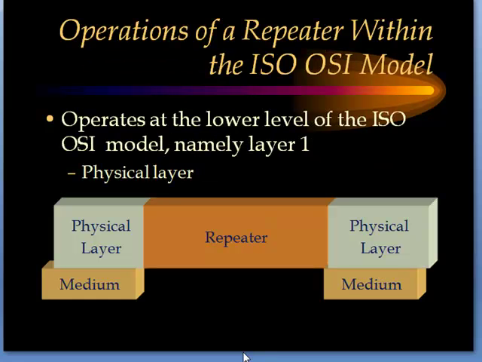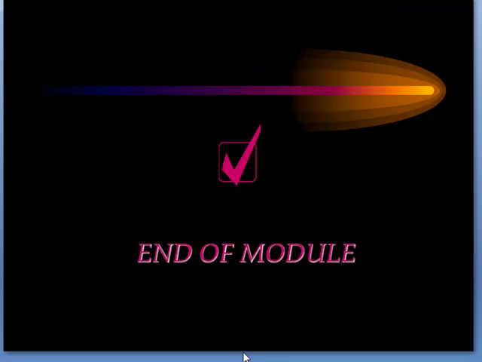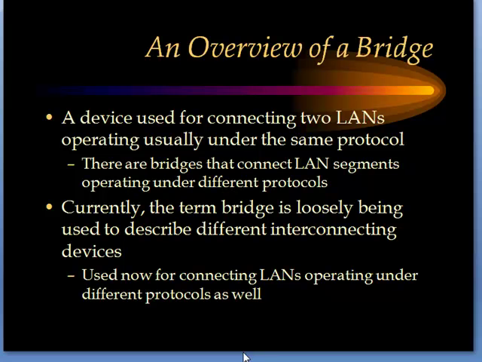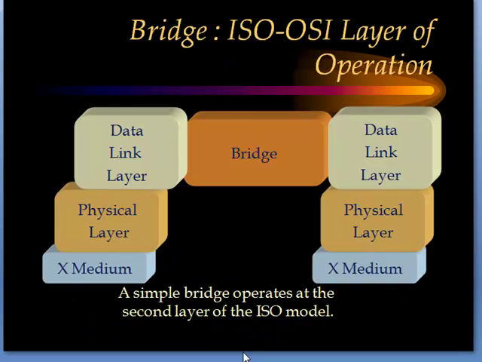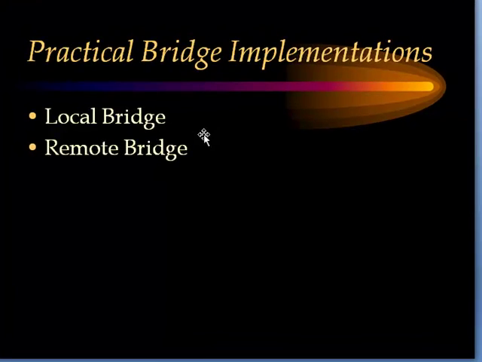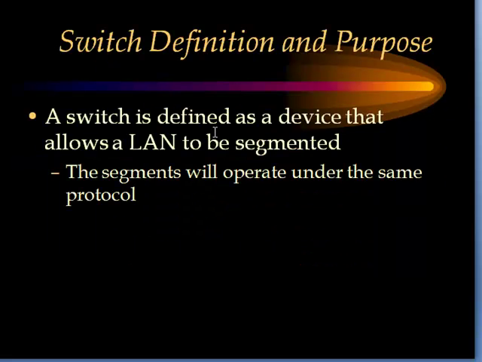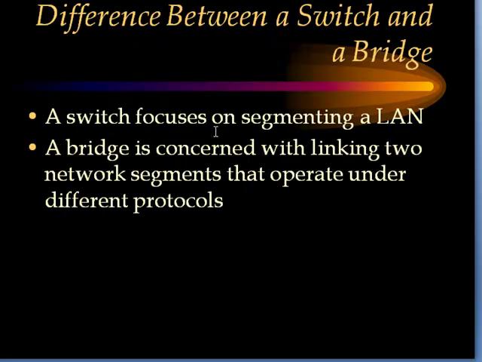And here is layer 1. Hub also falls under layer 1, but we don't use it. There's something called a bridge. I want you to go through my slides on bridge because I won't be going through them. It is layer 2. Most of the bridging work is now done by switches, and in particular you might want to take a look at local bridge and remote bridge. Here is a practical example. Again, this is an older one. We have gone through the switch. So I'm going to skip the next couple of slides. You can go through those slides yourself.